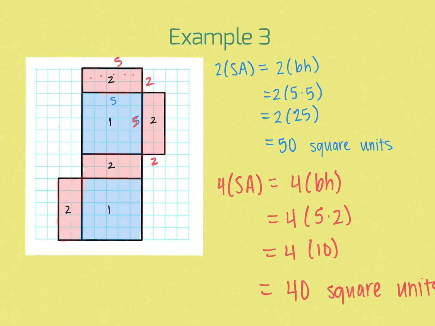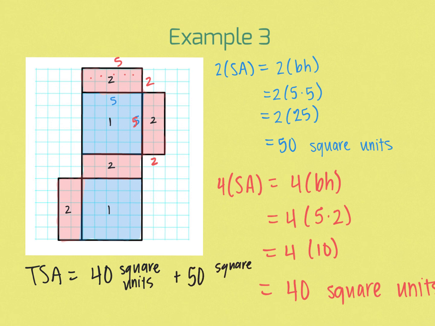Now we need to add up each surface area, so 50 plus 40. So our total surface area equals 40 square units plus 50 square units. And 40 plus 50 equals 90, so our total surface area is 90 square units.